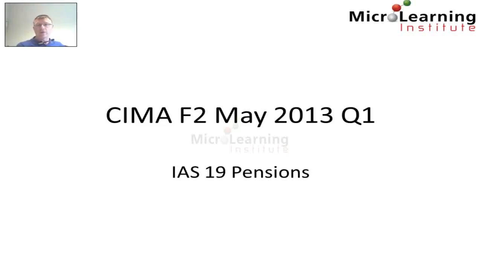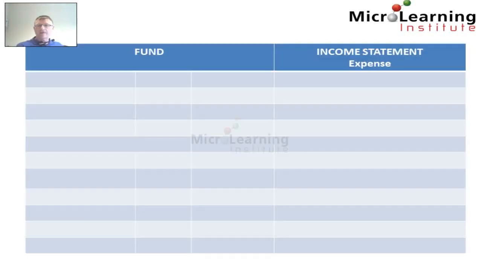In this tutorial we look at a past exam question in the area of IAS 19 pensions. The specific question is from the CIMA past exam paper for F2 from May 2013 and it's question number 1, which was called GH.